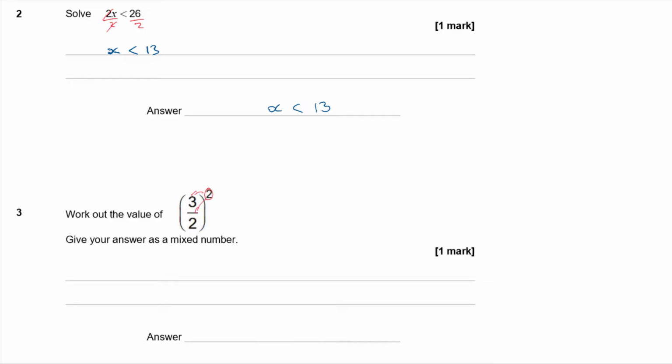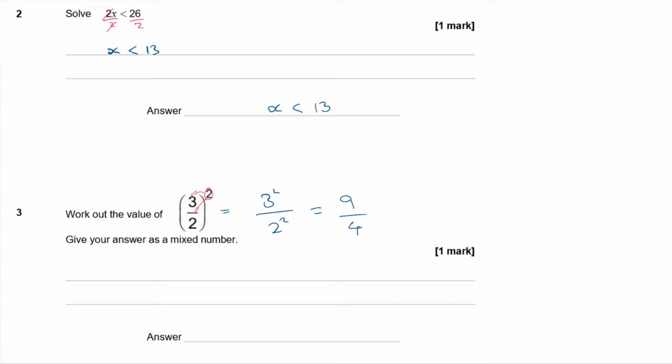We say that indices are distributive over division and multiplication. So what we're going to get here is the same thing as 3 squared over 2 squared. 3 squared is 9, 2 squared is 4. So it's 9 over 4.